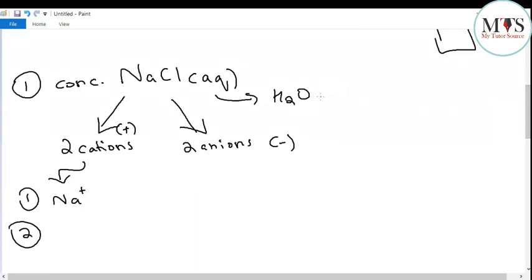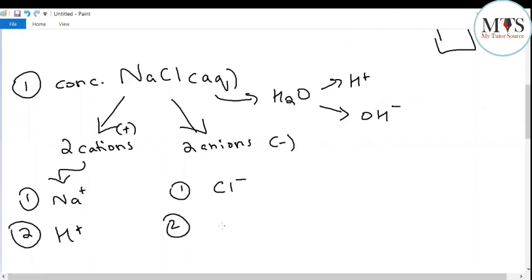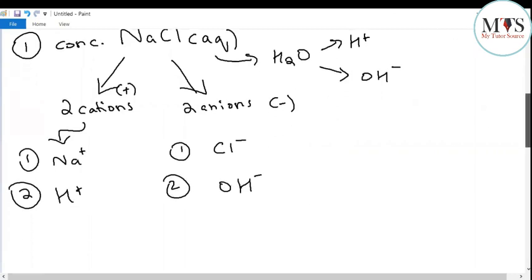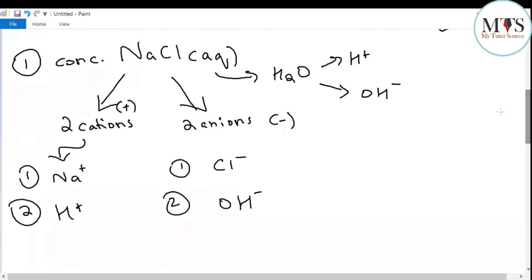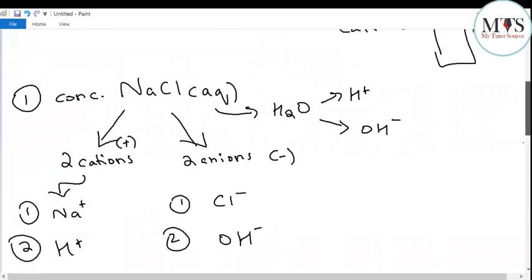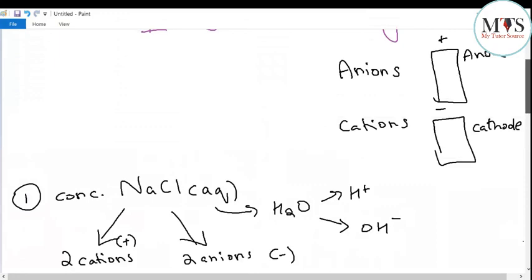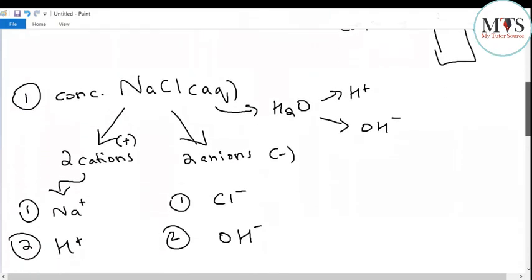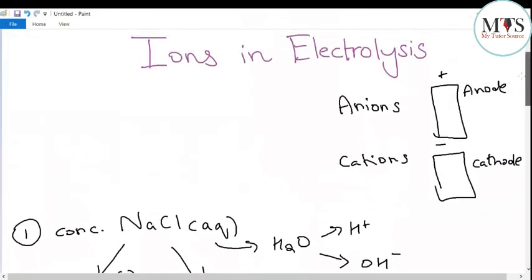So you're right. The second cation is going to come from the water, which is the H positive ion. That's the cation. And then you have a hydroxide ion, which is going to be the anion coming from the water. So let's now write over here chloride and then OH negative. Now you have two types of cations that are going to go to the cathode, and two types of anions that will be going to the anode.